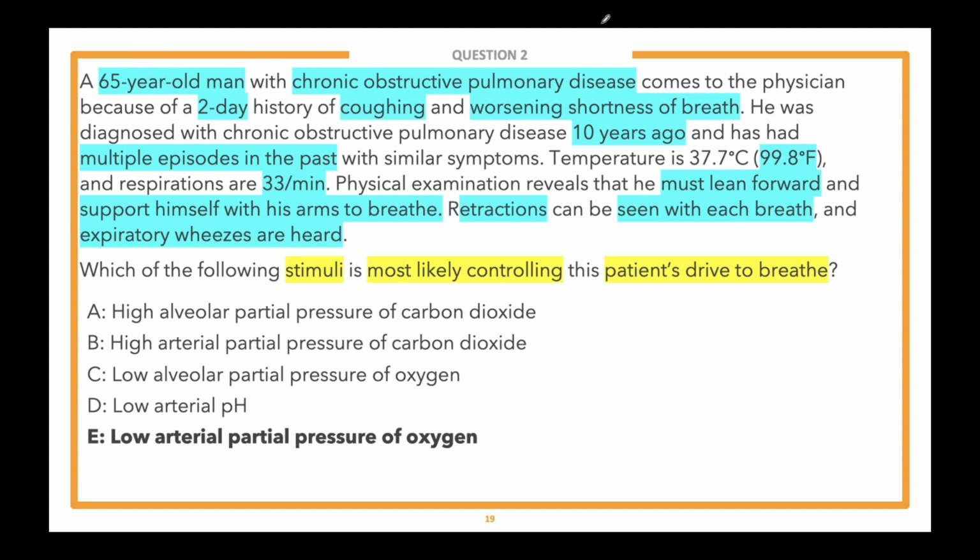Answer choice C, alveolar oxygen pressures do not influence the respiratory drive, both for O2 or CO2. So both answer choice C and A are incorrect. It's not the alveolar pressures that would stimulate drive, it's the arterial pressures. Answer choice B, this would be a correct answer in normal healthy patients. However, in these patients with chronic hypercapnia, this is less likely to be controlling the patient's drive to breathe. So hopefully you understood that concept of chronic hypercapnia and patients with COPD and what drives them to be tachypnic in these situations. And great job on this question as well.